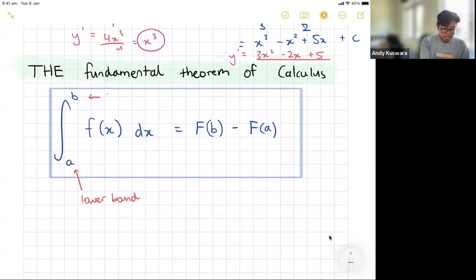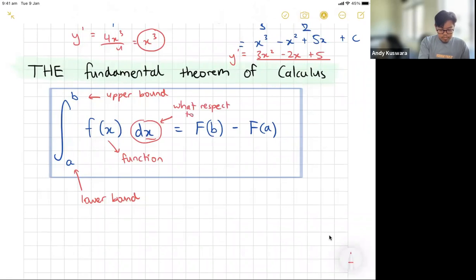Think of this here as your upper bound. I'll explain what those mean. We're going to have the function, this dx, and that x there tells us what respect to integrate. It's going to look messy and full on, but pause the video if you need to write this. What respect to integrate.